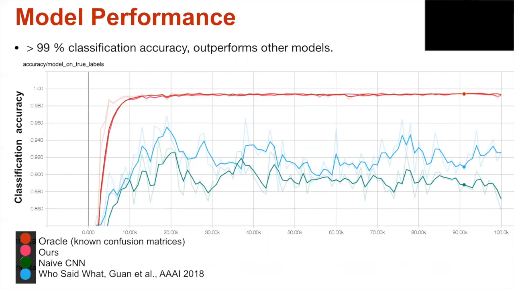And a naive CNN, which is a simple CNN trained on the majority votes. And Who Said What is a very recent model from Google, which performs a similar sort of annotator modeling, but with a slightly different model. And you can see that our model performs on par with the Oracle, while outperforming the naive CNN and the other model.